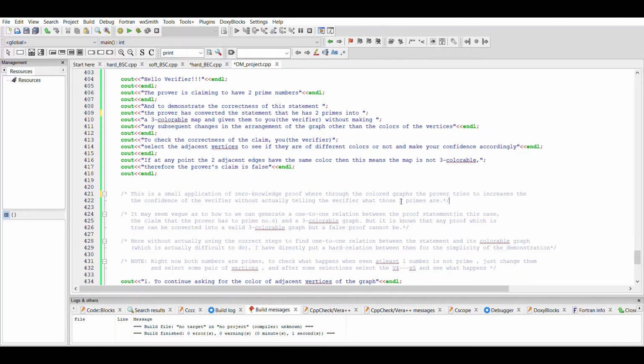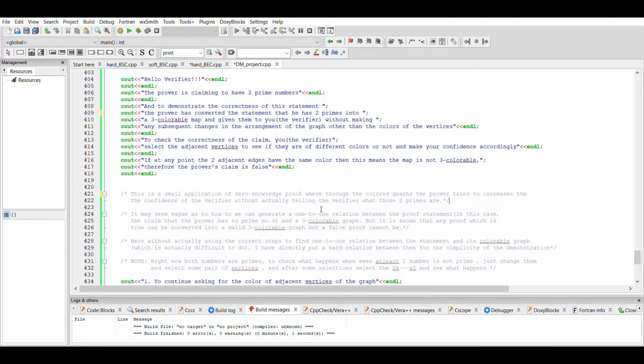In this case, I have taken a proof statement that the prover has two prime numbers, and he has to make the verifier believe this too by the use of the three colorable graph. So what the prover actually does is that he converts the proof statement into a three colorable graph and then asks the verifier to choose any two adjacent vertices as many number of times as the verifier wishes.